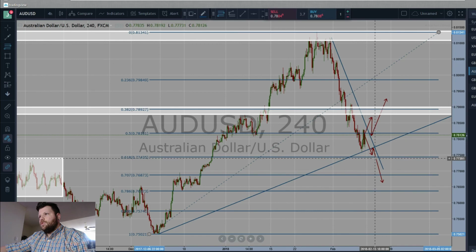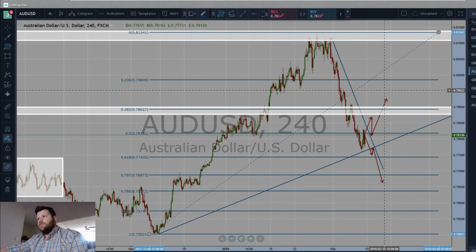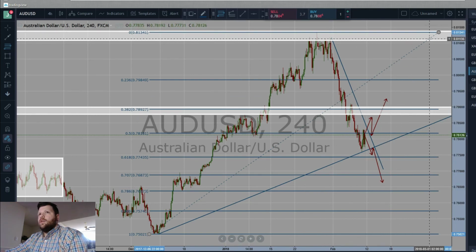We are approaching the 61.8. It is below that trend line, so there's just something to be aware of, right? We could see bullish or bearish movement on AU this week. Just wait for candlestick analysis off of any of these trend lines or any of the Fibonacci levels.